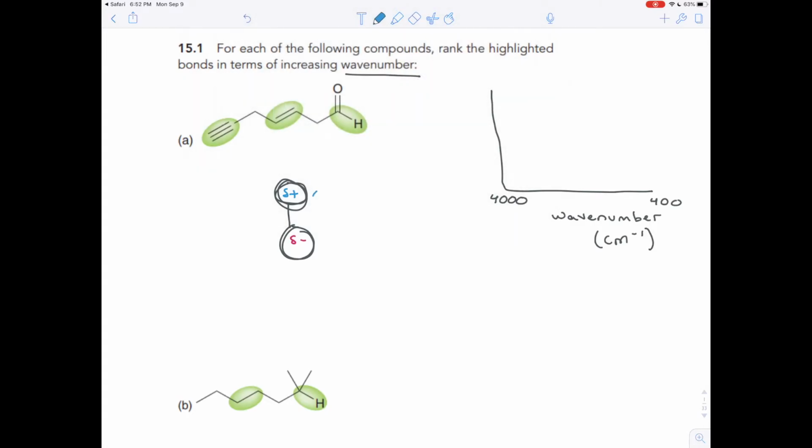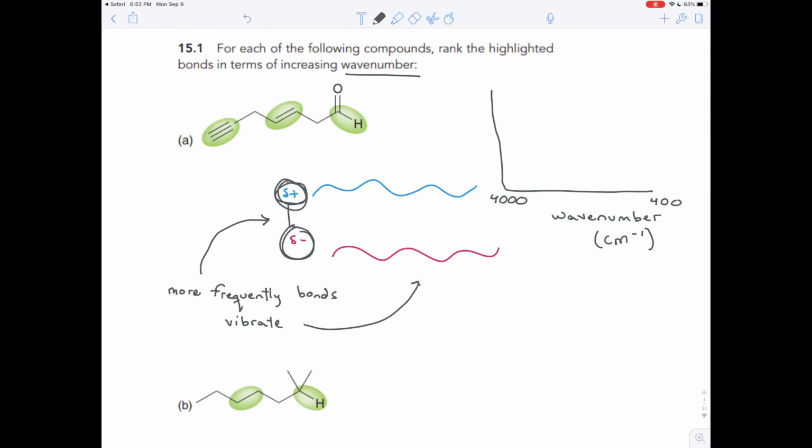And when the bonds vibrate, these electric charges move up and down in that mesh, and they create waves. Okay, so the big takeaway from this is the more frequently bonds vibrate, the more frequently the waves that they make will hit you.